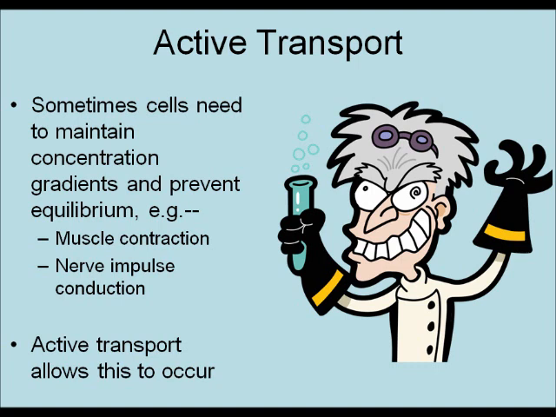So there are some very important reasons that we see basically all the cells of the body at all times expending the energy necessary, using ATP essentially, to constantly pump substances against their concentration gradient, or from an area of lower concentration to an area of higher concentration. It needs to maintain those concentration gradients, and it's active transport that allows this to actually occur.